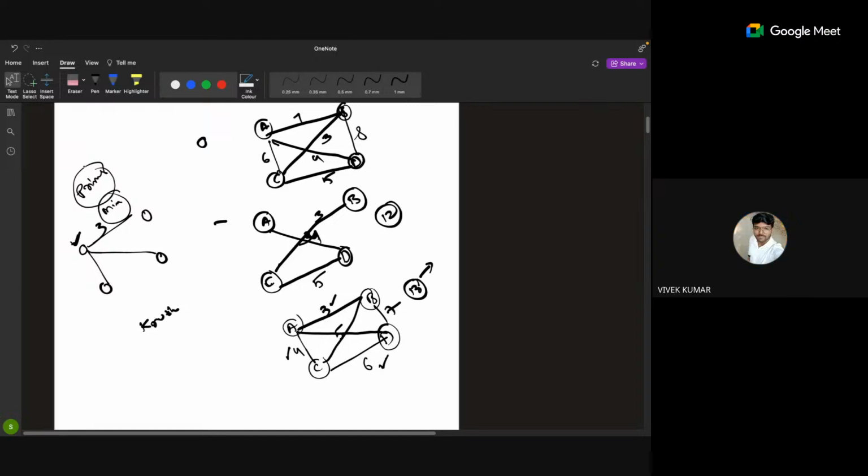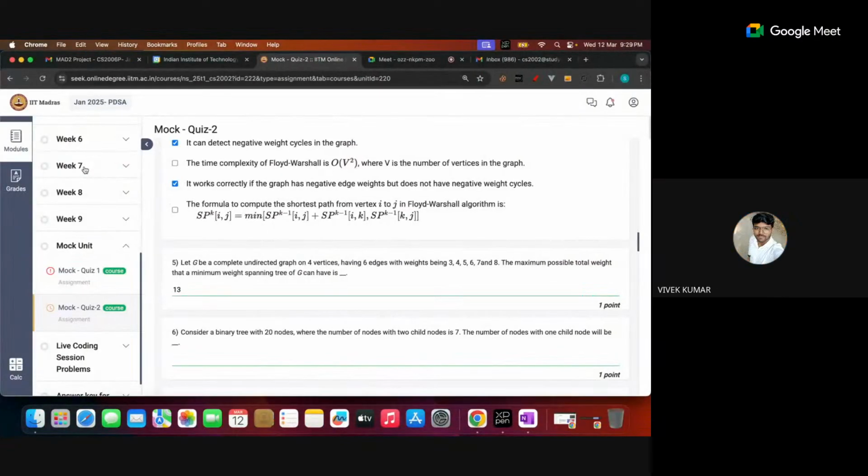The question is asking for the minimum from the maximum, right? Yes, exactly. Sorry, the maximum possible spanning cost for a minimum spanning tree. Okay. Maximum possible weight. Okay.